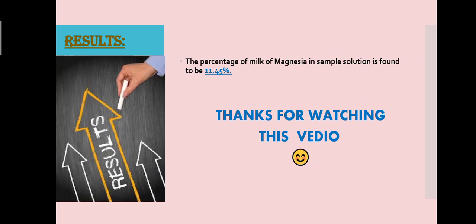Now come to the results. The percentage of milk of magnesia in sample solution is found to be 11.45%.